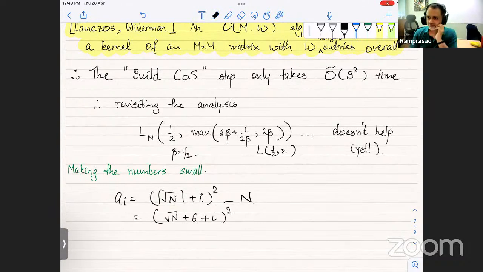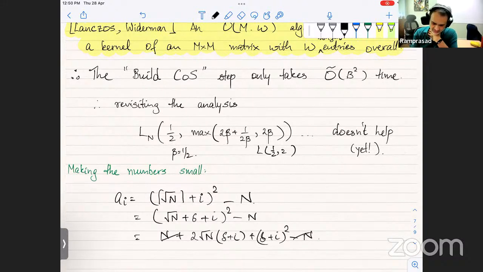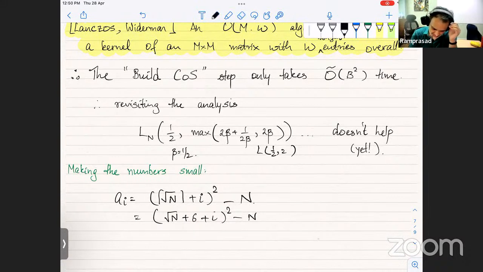plus i, the whole square. Sorry, minus n. So this is just going to be n plus 2 square root n into delta plus i, plus delta plus i the whole square, minus n. So the n sort of cancels off, and I'm thinking of i as being way smaller. So delta plus i the whole square is also much smaller. So it's really dominated by just this term. So the point I'm trying to make is that this is equal to order square root n if i is small.